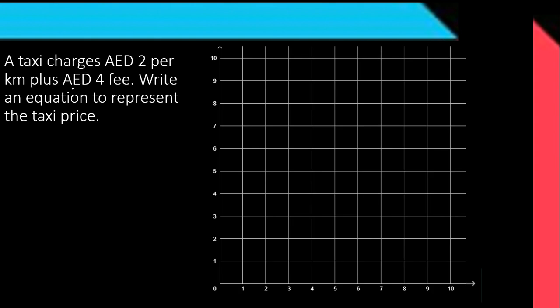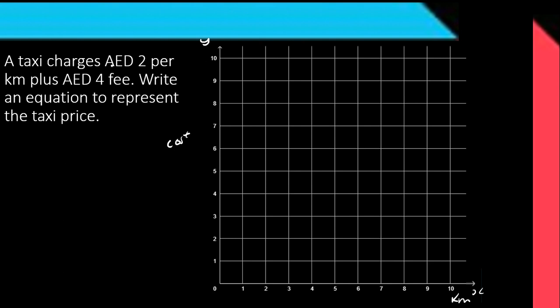Okay, let's put it into a real life concept then to finish this video. So let's say a taxi charges 2 dirham per kilometre plus 4 dirham fee. Write an equation to represent the taxi price, and then I am going to graph this equation. Okay, so the first thing I notice is that it tells me it's 2 dirham per kilometre. That is the unknown in this example. I don't know how many kilometres I'm going to be driving. So I'm going to put kilometres at the bottom for x, and then at the side I'm going to have the cost. That way I can read the kilometres and just go up to my graph and work out what my cost is going to be.